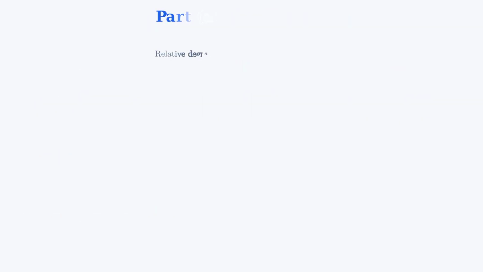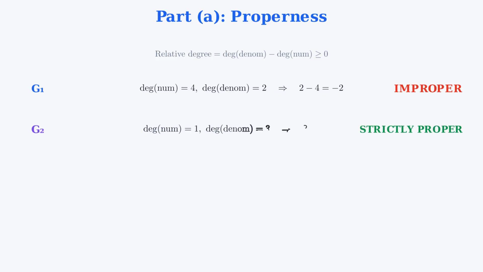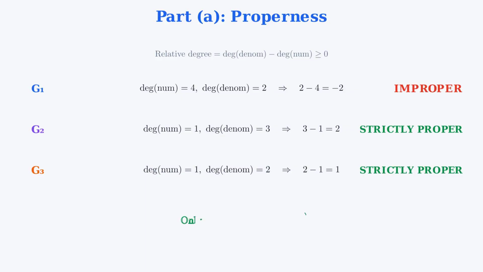Part A. Which transfer function is proper? A transfer function is proper when the degree of the numerator is less than or equal to the degree of the denominator. The relative degree equals denominator degree minus numerator degree, and it must be greater than or equal to 0. For g1, the numerator has degree 4 and the denominator has degree 2. Relative degree equals 2 minus 4, which is negative 2. g1 is improper. The numerator is bigger than the denominator.